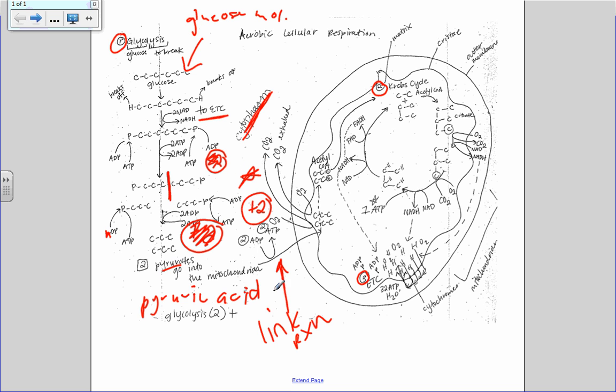So where does the second 2 come from? This right here? Is that what you're asking? Yeah. We're not learning about the steps of this. Just know that two more ATPs are made.